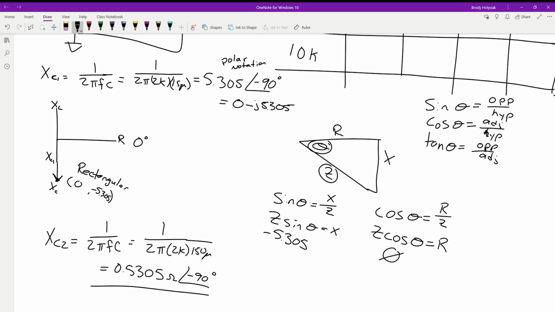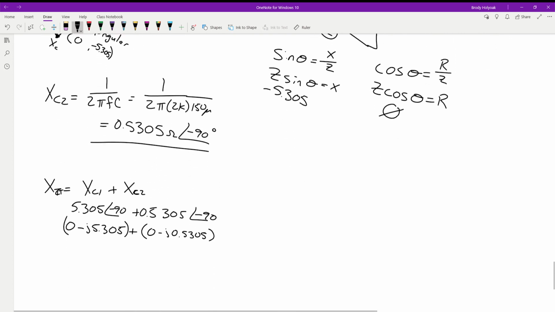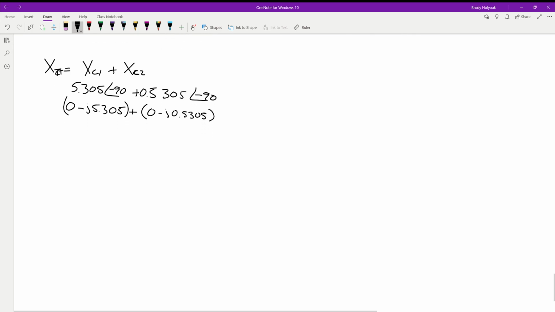Not right now. We're just dealing with just capacitors or just resistors. I'm making it really easy for you guys. I know this is a lot of information, but like I said, I want to go through this step by step to get you used to solving them this way.